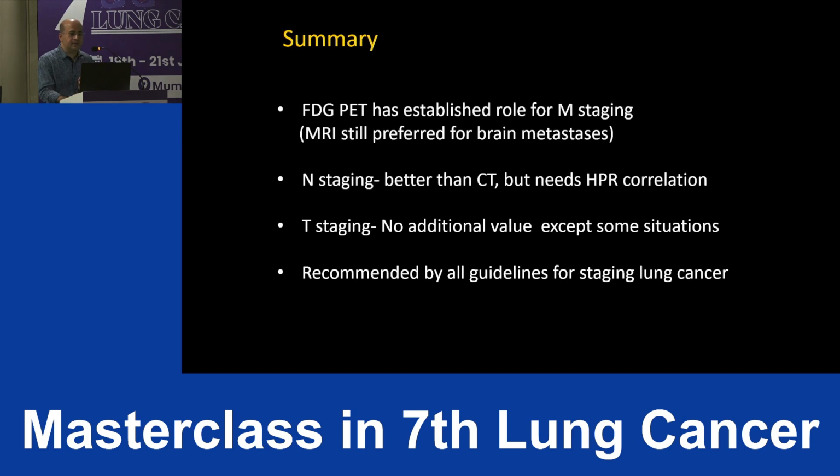So to summarize, FDG PET has an established role primarily for M staging, though for brain metastases, MRI is the preferred modality. For N staging, if you just purely look at diagnostic accuracy, PET is better than CT, but still needs mediastinal nodal sampling. For T staging, PET has no additional incremental value over a contrast enhanced CT scan, except in some situations which I mentioned. And it's recommended by all guidelines for staging of lung cancer.